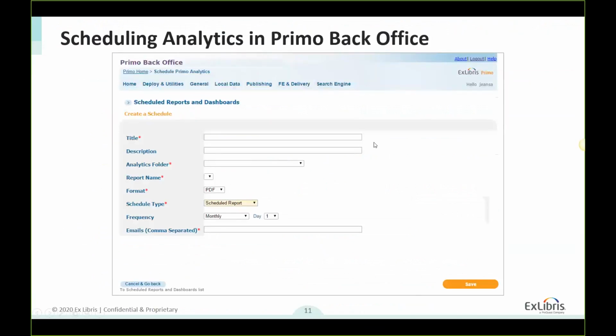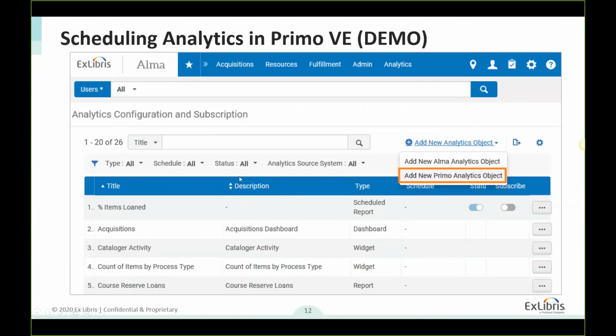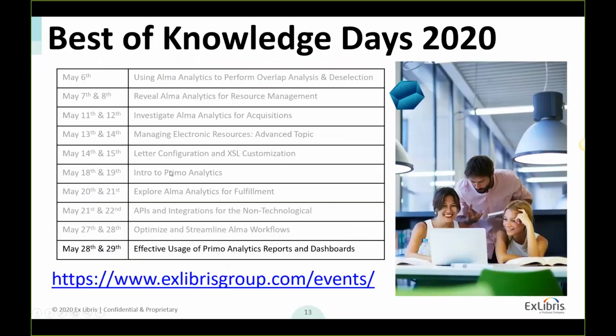Once again, scheduling from the back office, fill out the fields in the form. It's pretty straightforward, and you can set up a schedule. You can have it email you a PDF or just email you a link to the report itself. Primo V, again, you have to create the object. That's where all the properties are, and then you just go in and tick off the subscribe box. And here we've reached the end of my session.